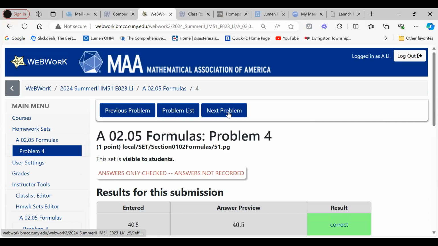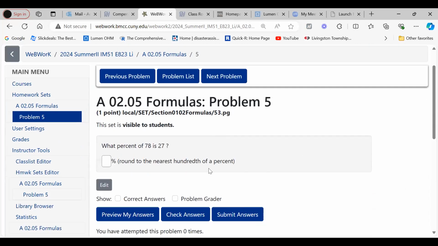So now let's look at the next problem. What percent of 78 is 27? Okay, so I want you to try this one, right? Here they're looking for percent, meaning they are looking for P, right? So you need to identify what is the base, what is the amount, and solve for P.